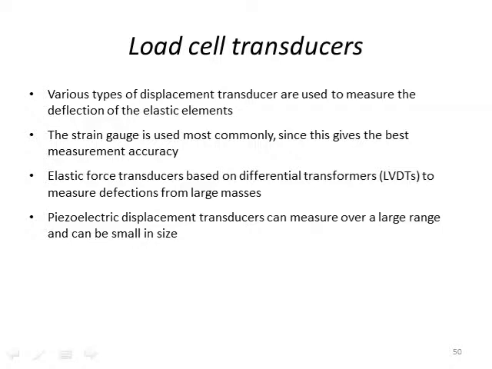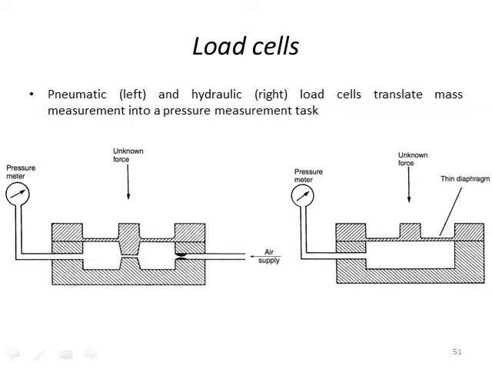So typically we can use a displacement transducer to measure these deflections of the elastic elements. So strain gauge, for example, we can use force transducers based on LVDTs. We can use a piezoelectric displacement sensor, things that we've already seen. Now we can start building these components up into real systems that are used in industry. An example of a pneumatic is on the left, which is air, right? And one that's based on hydraulic, which is a fluid.